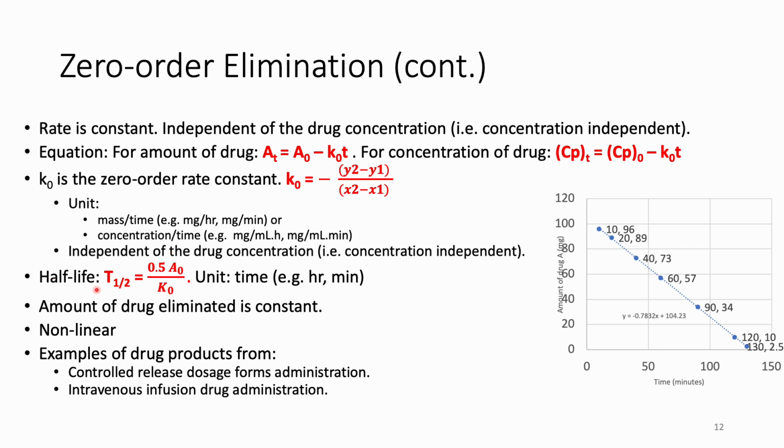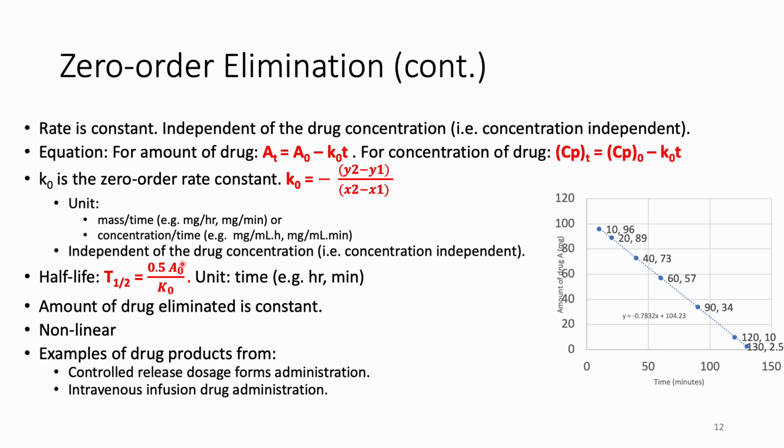The half-life is equal to 0.5 A0 divided by K0. Again, the half-life is always a time unit, of course, hour or minute. The half-life represents the time in which half of the drug will be eliminated, or half of the drug remains in the plasma. For zero-order kinetics, the half-life is not constant because K0 is constant, but A0 is not constant. If you give the drug in different amounts, you can have different half-lives. So if you increase the amount of drug used, the half-life will increase.